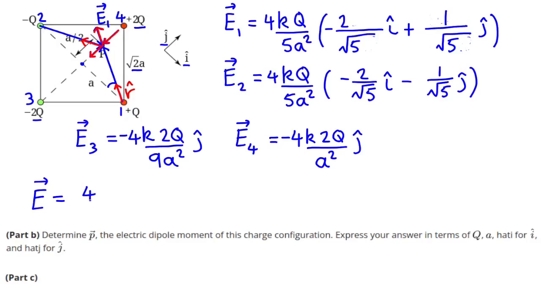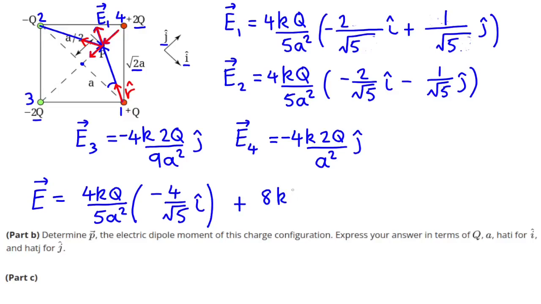So we have 4kq on 5a squared, and minus 2 is minus 4 on root 5 in the I direction, and 1 on root 5 minus 1 on root 5 is 0. And then we have 8kq on a squared by minus 1 on 9, minus 1 or minus 9 on 9. So that gives minus 10 on 9 in the j direction. So that's our net electric field at point P, and I'll leave it for you to simplify it further.